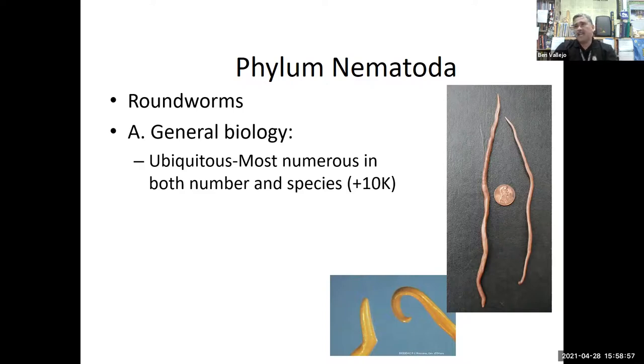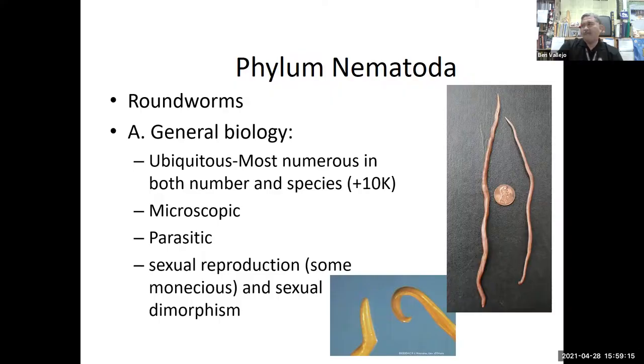They say that anywhere in the United States, if you took a shovelful of dirt, that shovelful of dirt would have about 250,000 microscopic worms in there. And these are nematodes. So very small, parasitic. Some people say that you shouldn't walk around barefooted in the soil because you could pick up a nematode this way.